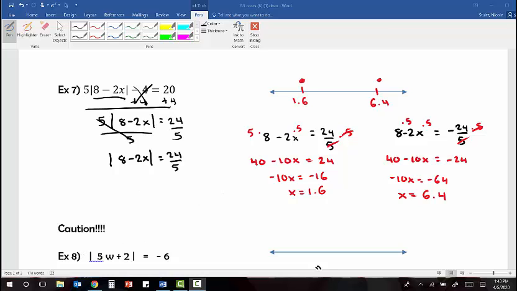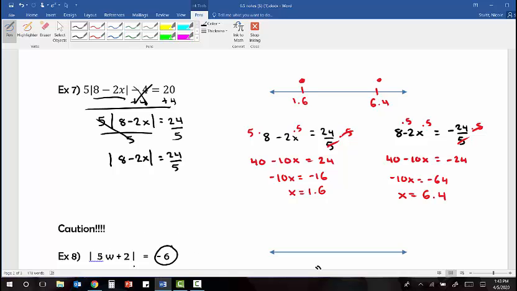In number 8, there's a reason that I wrote the word caution here. So there's something that makes this problem much different than all the previous problems. And if you look right here, this guy is different. All the numbers on the right side of the problem have always been positive.